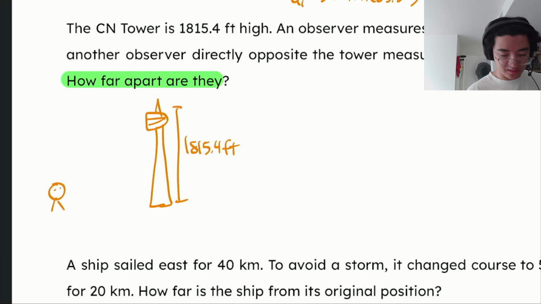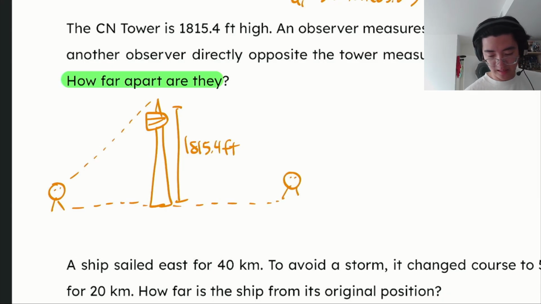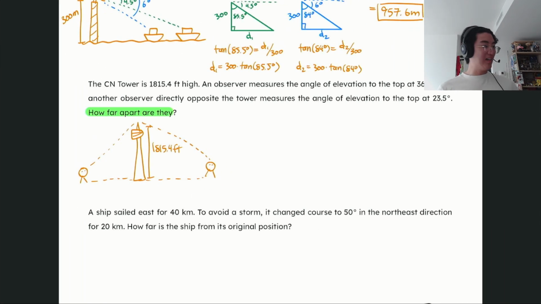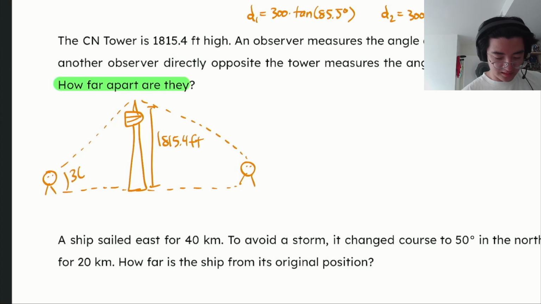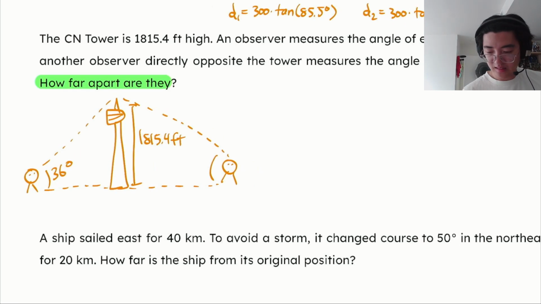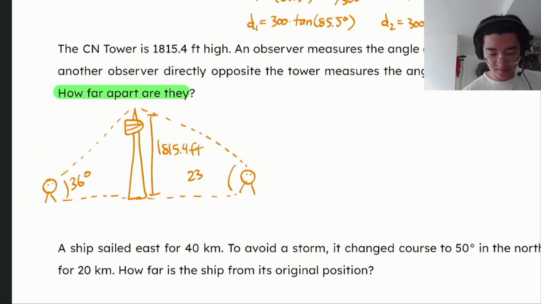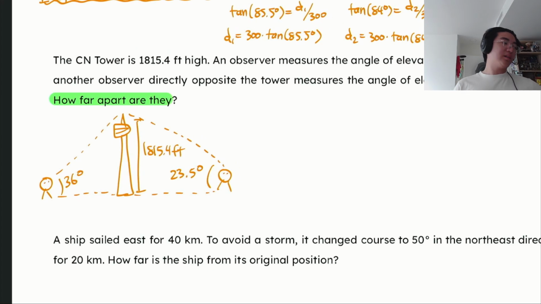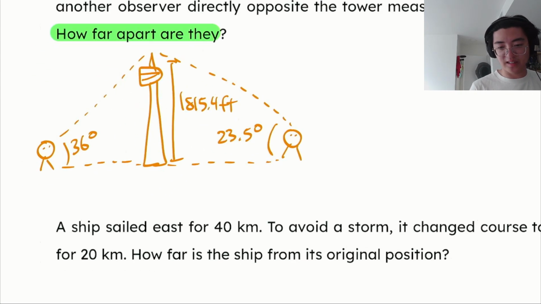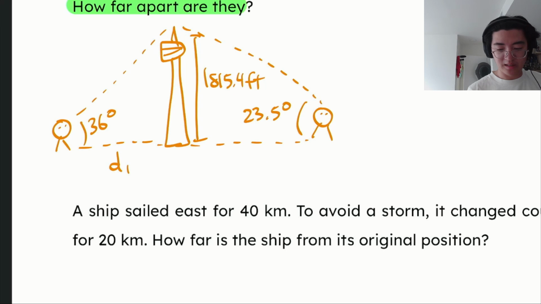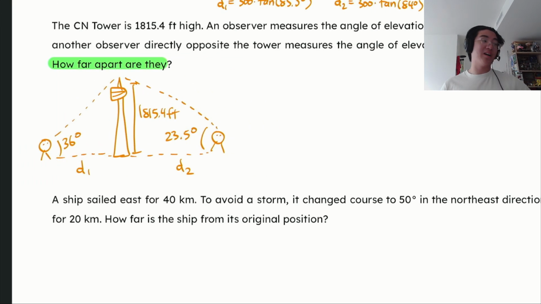Okay, so we got one observer measuring to the top. And then we got another guy giving the elevation to the top. Not the most perfect straight lines, but that's okay. Right, so one of them is at a 36 degree angle of elevation. The other one is 23.5. Okay, I want to know how far apart they are. Right, so if we just find the distances D1 and D2, we can just add them up to see how far apart they are.